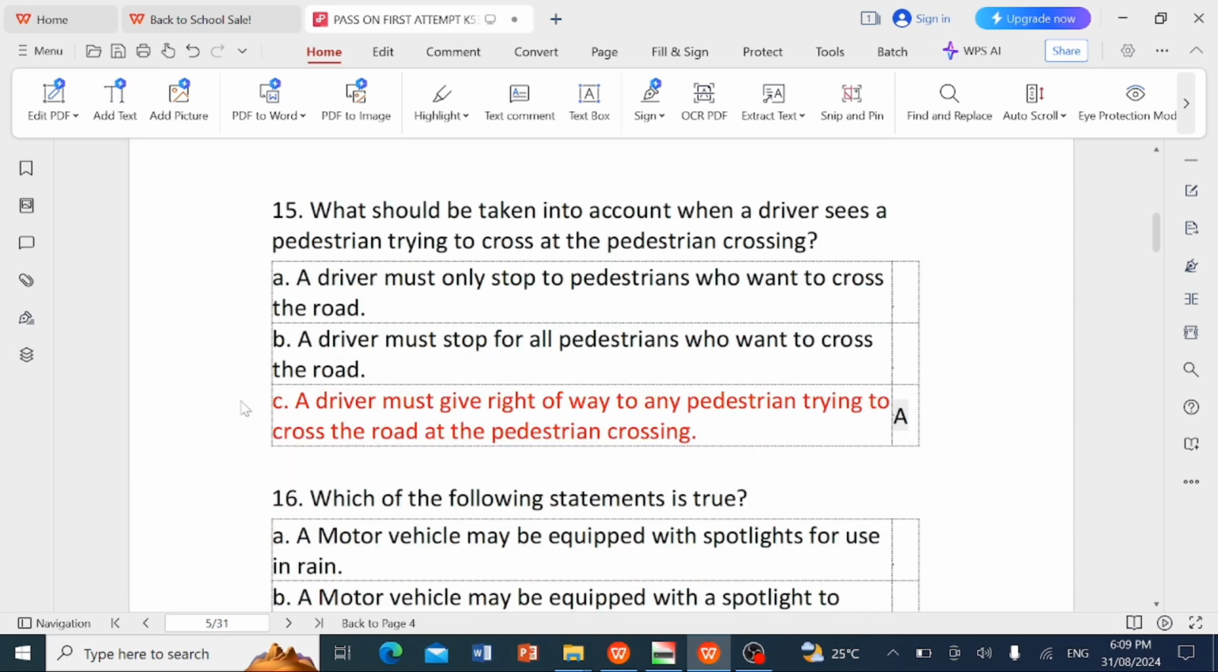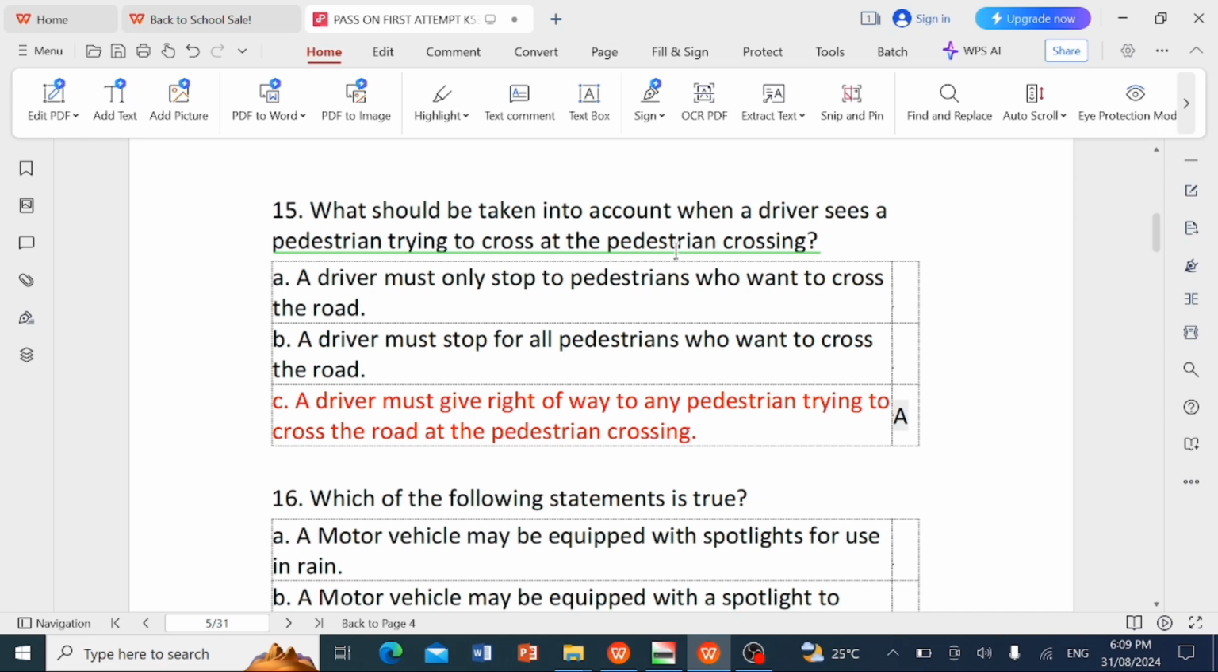Moving on to number 15. What should be taken into account when a driver sees a pedestrian trying to cross at the pedestrian crossing? Okay, so here we're looking at a pedestrian that's trying to cross at a pedestrian crossing. So what should the driver do? Okay, so let me just highlight here. Option A, the driver must only stop to pedestrian who wants to cross the road.